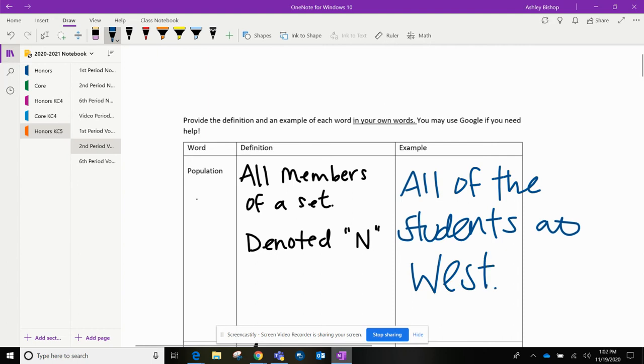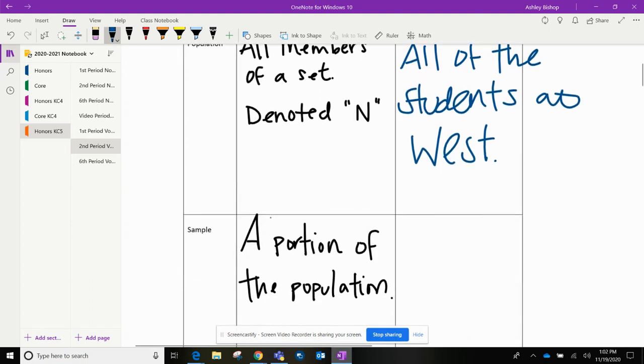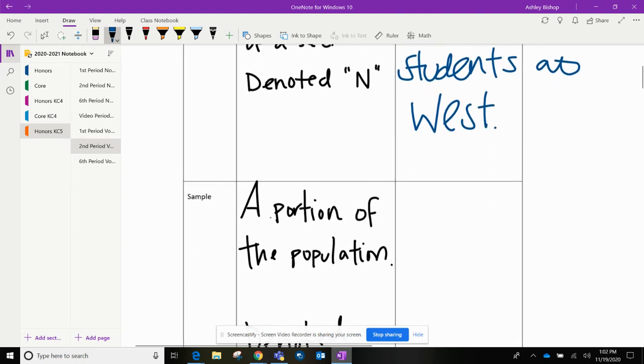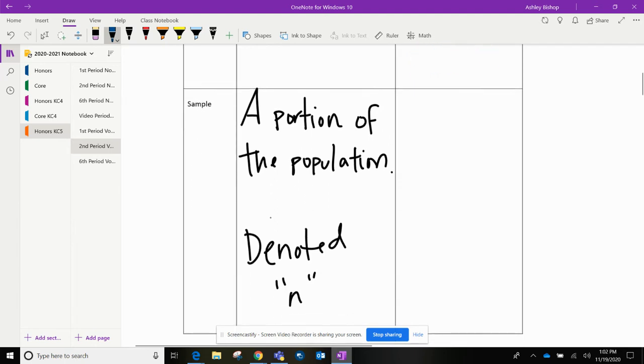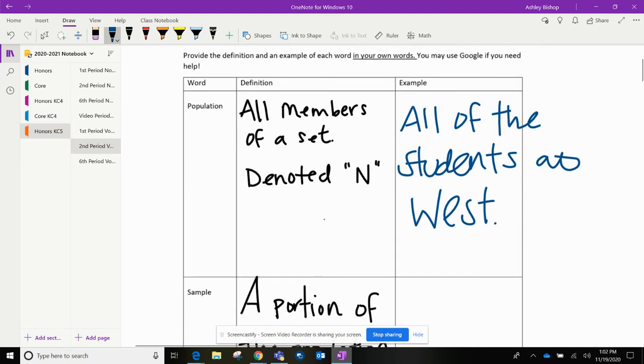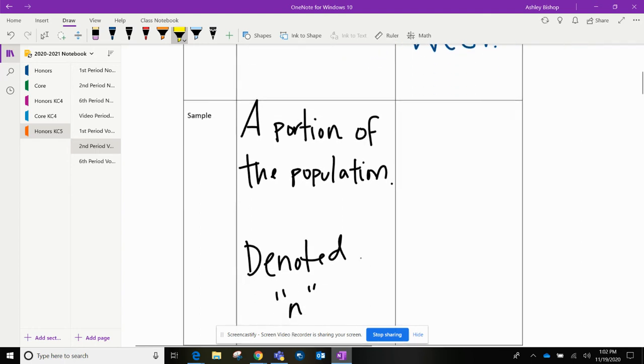Again, if you're not there yet, just pause the video and write the word because we're going to move right on to sample. A sample is a portion of the population. I'm sorry, population we usually denote with a big uppercase N, and we always denote sample with little n. They go hand in hand.